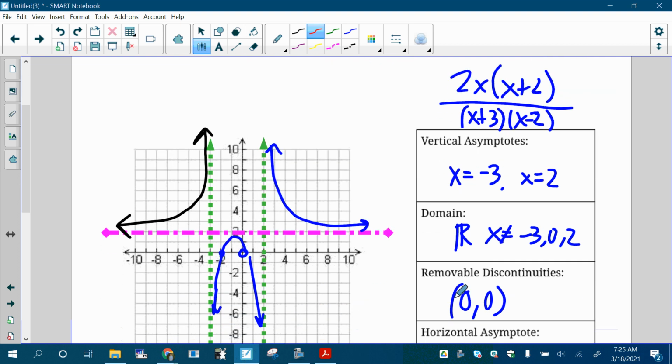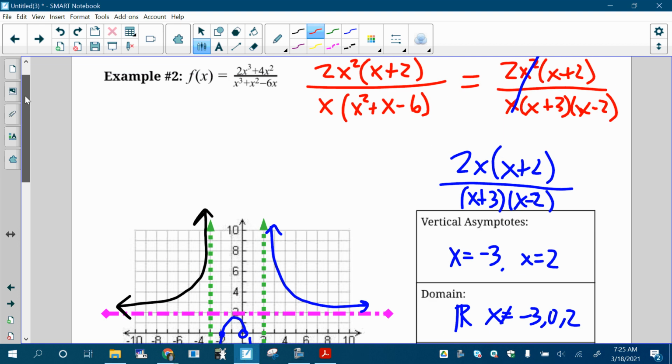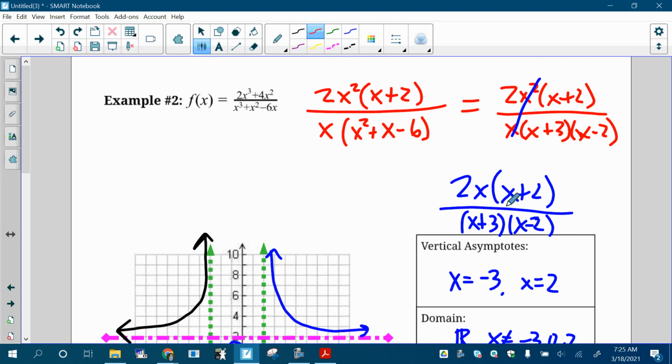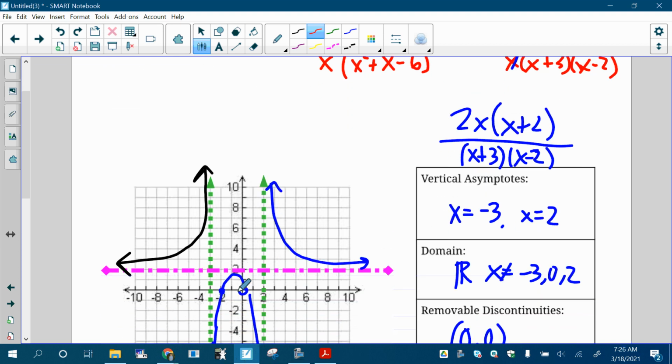What do we need to figure out about the hole? Well, we need to figure out where to put it. So we need to figure out the y coordinate of the hole. If you go back and you plug in x equals 0 into the canceled version, because there's still an x here, when you try it, plug in x equals 0, you get 2 times 0 times 0 plus 2 divided by 0 plus 3 times 0 minus 2. You get out 0. That's okay. It just means the hole is at 0, 0. So the first thing I did was put a circle, a hole at 0, 0.